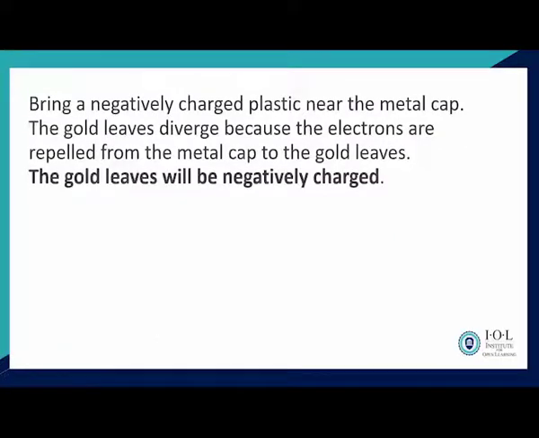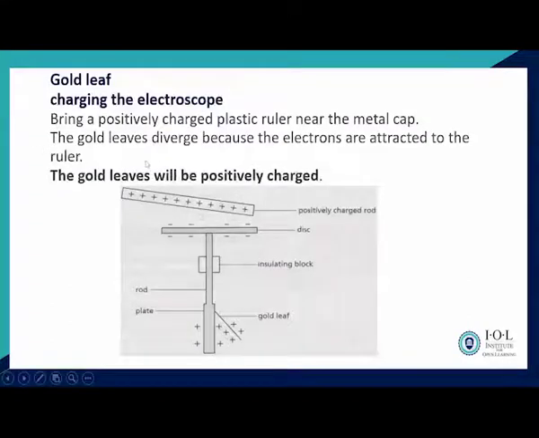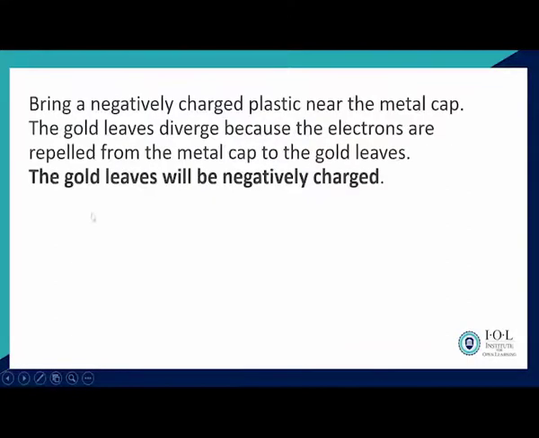The description here is about charging the electroscope. When you are charging the electroscope, you bring a positively charged plastic roller near the metal cap. The gold leaf diverges because the electrons are attracted to the roller, and the positive charges are repelled by the positive charges on the roller. Then, bringing a negatively charged plastic near the metal cap, the gold leaf diverges again, because the electrons are repelled from the metal cap to the gold leaf. The gold leaf will be negatively charged.